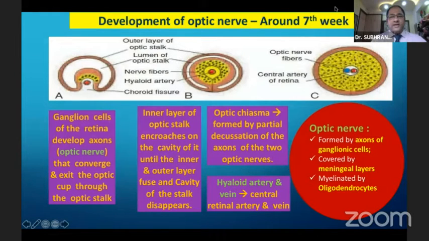So if we are to summarize the development of the optic nerve, which happens around the 7th week, we have the ganglion cells of the retina, which develop axons, which form the optic nerve that converge and exit the optic cup through the optic stalk. The closure of the optic cup occurs inferiorly. The inner layer of the optic stalk encroaches on the cavity of it until the inner and the outer layer fuse inferiorly and the cavity of the optic stalk disappears. So in a nutshell, the optic nerve is formed by the axons of the ganglion cells, covered by the meningeal layers and myelinated by the oligodendrocytes.